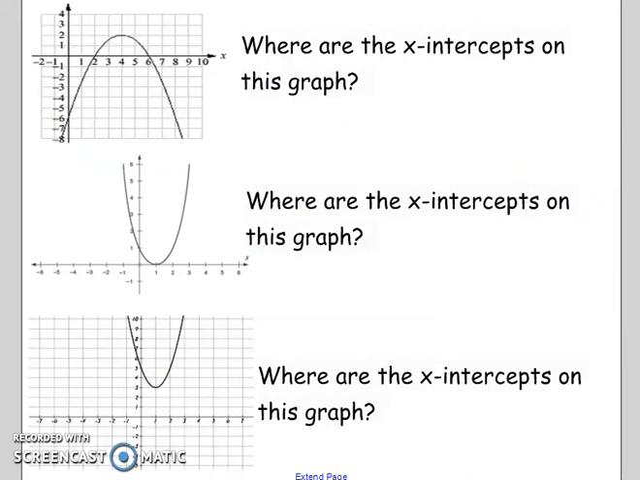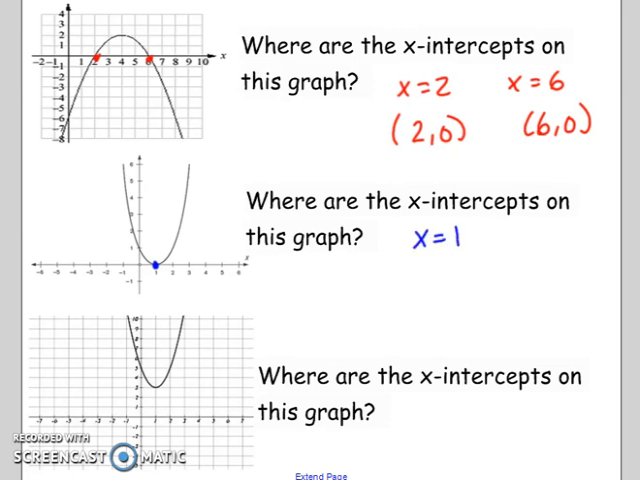On the first graph, where are the x-intercepts? It's crossing at 2 and at 6. x equals 2, x equals 6. So that would be the point (2, 0) and the point (6, 0). If you look at the second graph, where are the x-intercepts? It's touching at 1. So it's not crossing. The parabola does not go through the x-axis. What's happening is it comes down, touches at 1, and bounces back up.